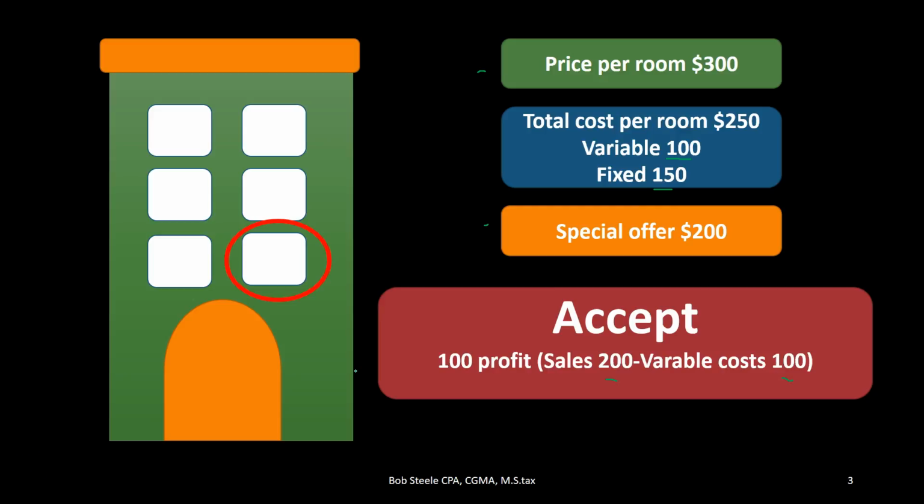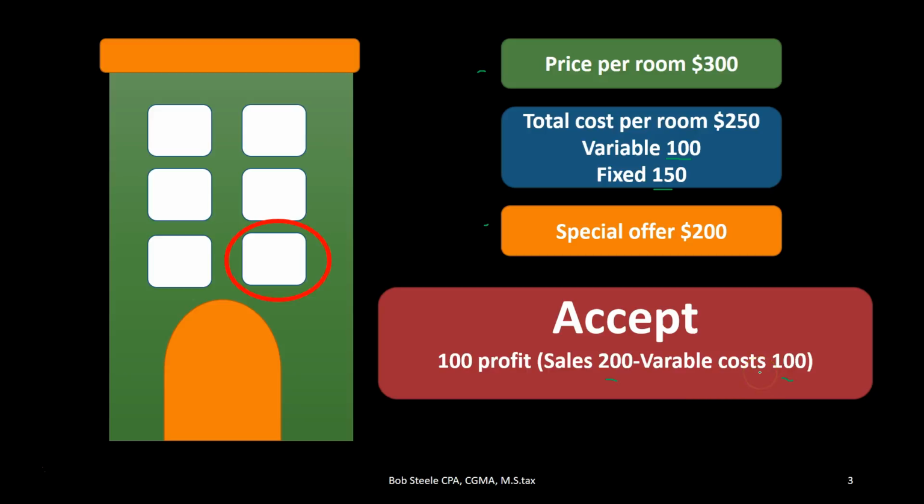So in terms of decision making, the relevant cost would be the variable costs, and that is what we would assume in our calculation. We would get the 200 that we would not otherwise get if we didn't make the sale, because the room is vacant, and then we would subtract from that the relevant cost, the variable costs.